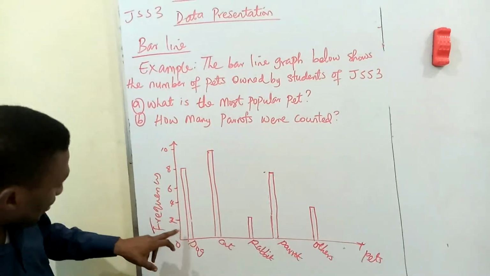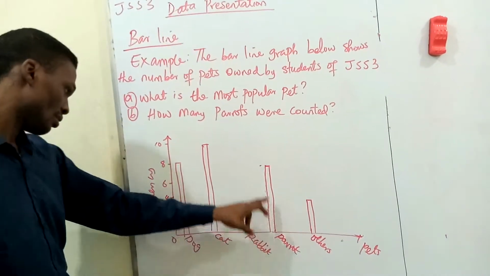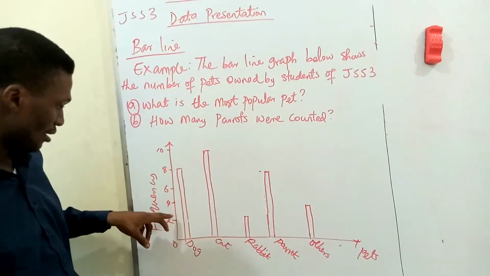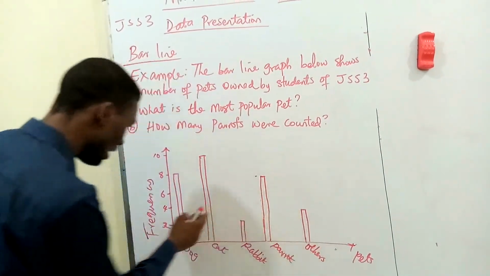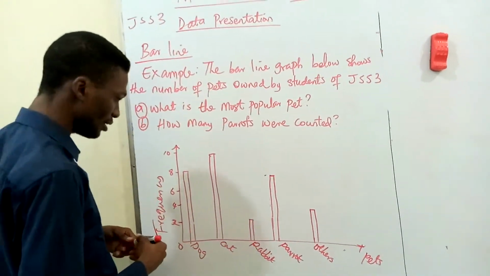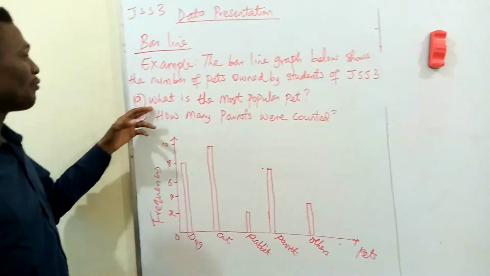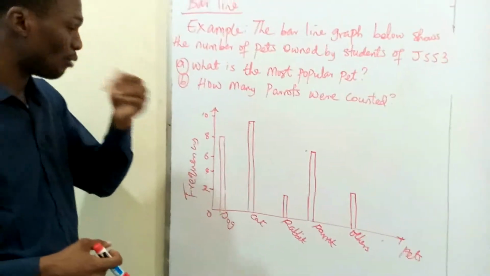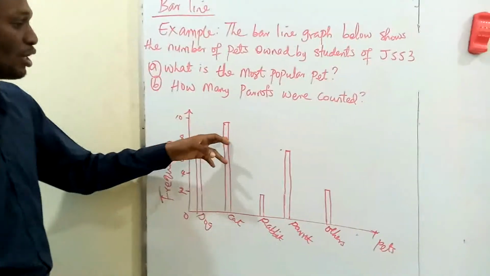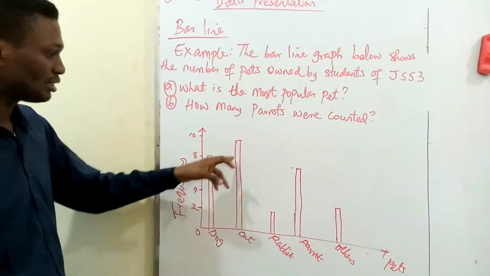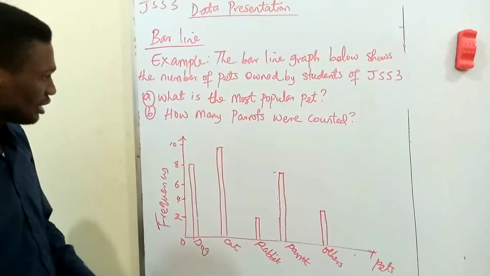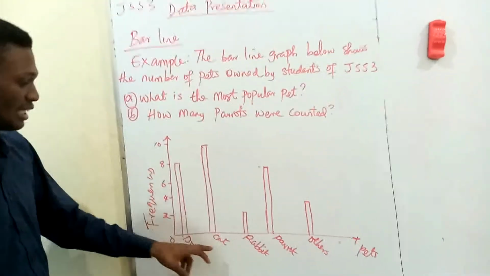Then this should be about 3 rabbits. Then 8 parrots. About 4. Others are around 4 from what we have here. So we have to find the most popular pet. From our bar line graph, the longest is cat, because this bar is the longest, or this line is the longest. So since it's the longest, our most popular pet is cat.